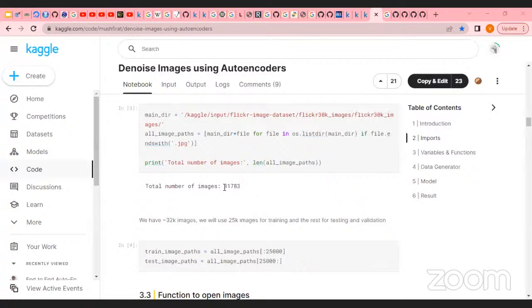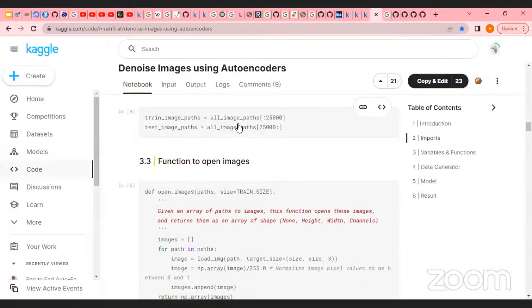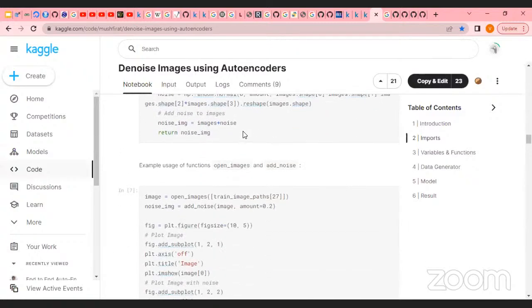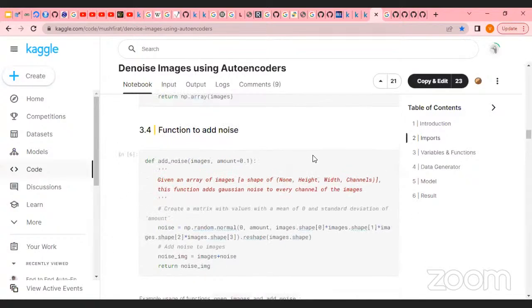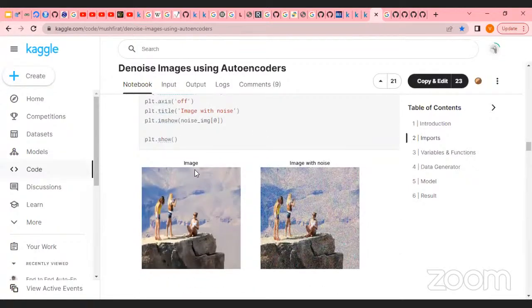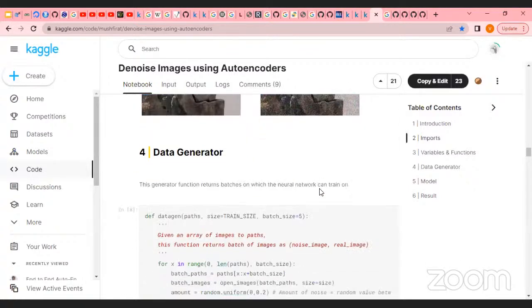If you remember, there are about 31,000 images. Out of that, 30K is used for training and the remaining for testing. So we split them, and we also add noise. There are different outliers or blurred images present that we're trying to handle. This is the normal image, and this is now converted with the noise. This is our input for the model.